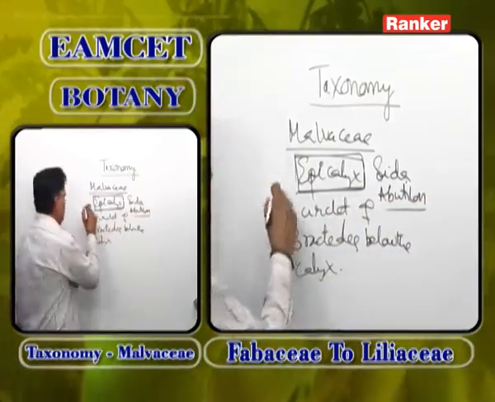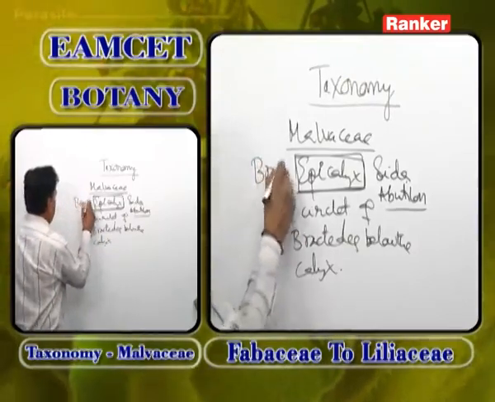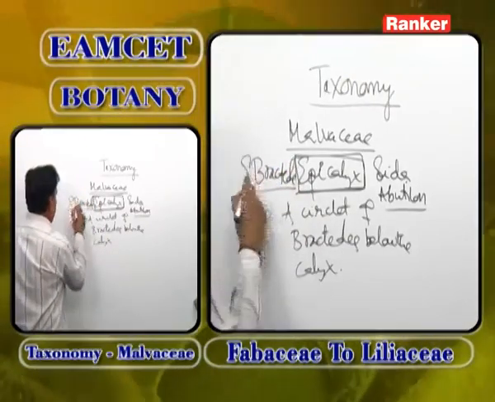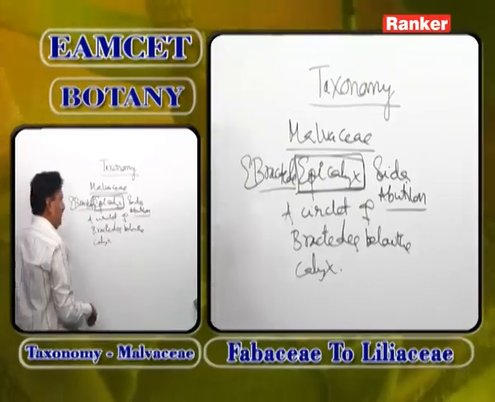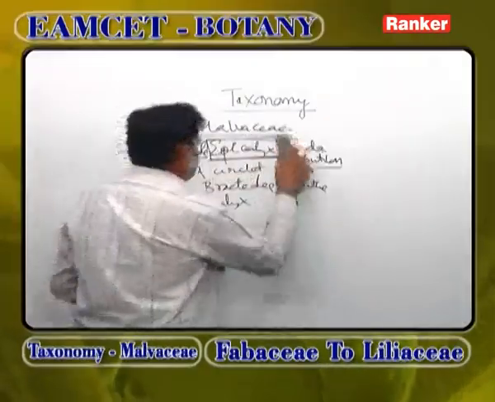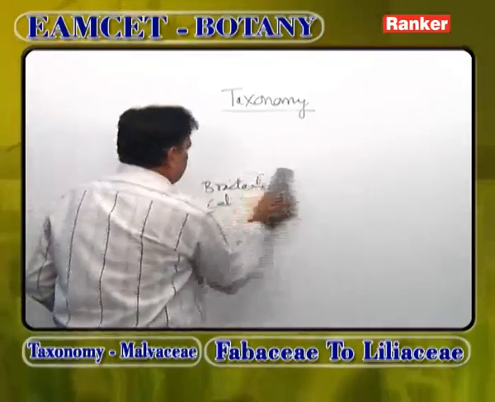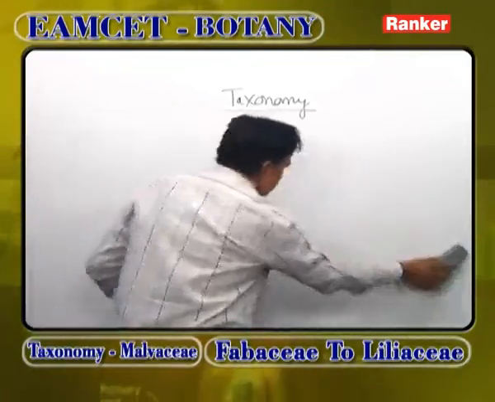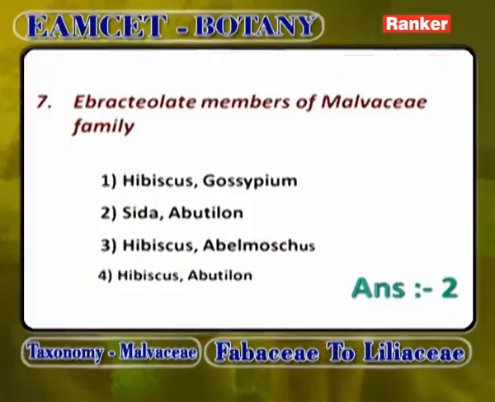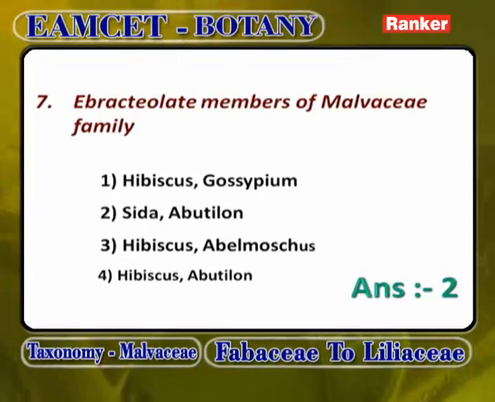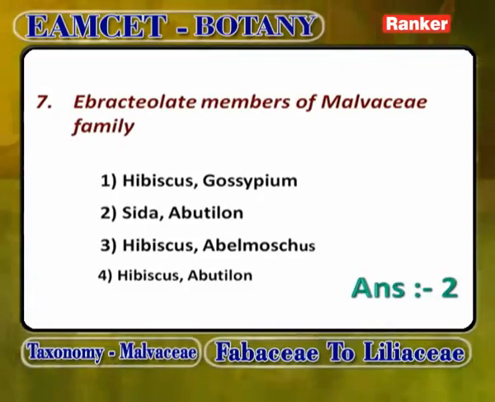So, epicalyx is nothing but bracteoles. So, ebracteolate flowers of Malvaceae means the plants of Malvaceae where epicalyx is absent. So, ebracteolate flowers can also be called Malvaceae plants without epicalyx or Malvaceae plants without bracteoles, or ebracteolate members of Malvaceae family are Sida and Abutilon. Sida and Abutilon are the 2 plants without epicalyx. So, without epicalyx means it is ebracteolate members.